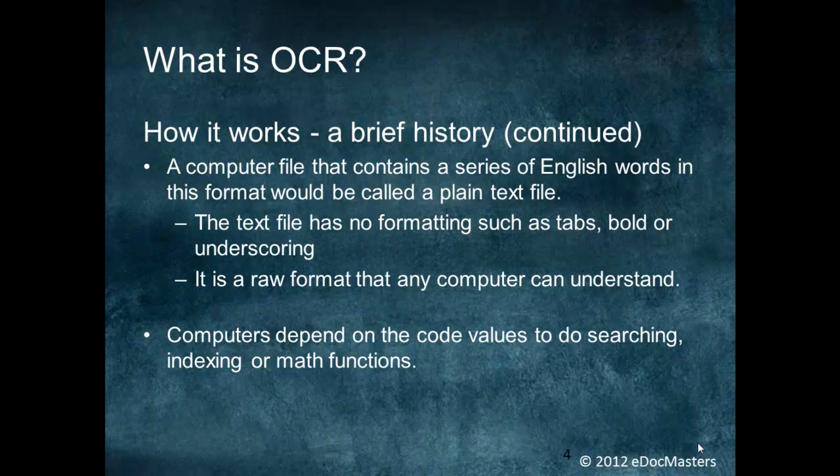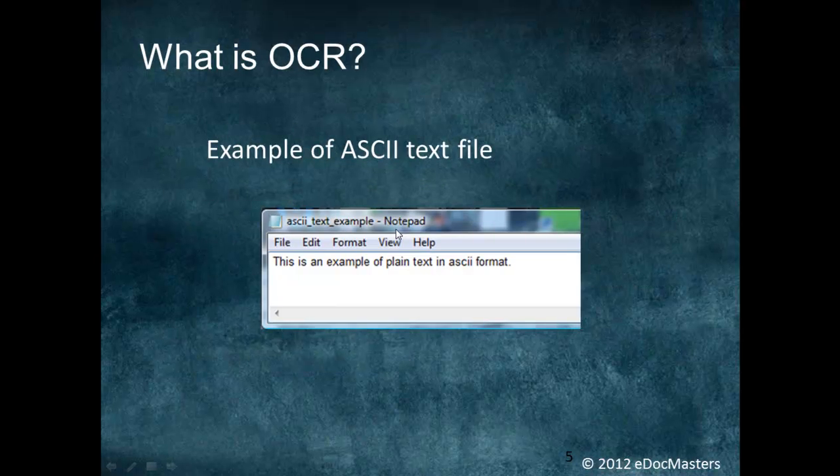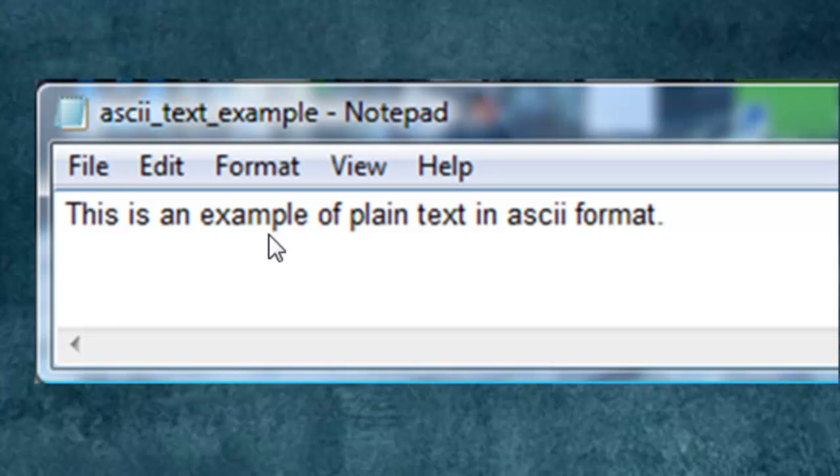A computer file that contains a series of English words in this format would be called a plain text file. The file has no formatting, such as tabs, bold, or underscoring. It is the raw format that any computer can understand. Computers depend on code values to do searching, indexing, or math functions. Here's an example of an ASCII text file, as it would appear in the Windows Notepad application. As you can see, it's very simple, no bolding, no underlines, just plain text.